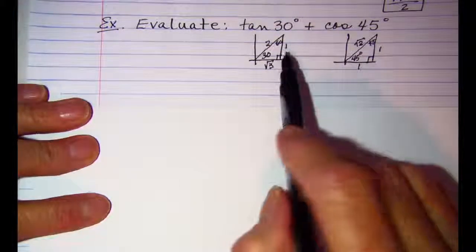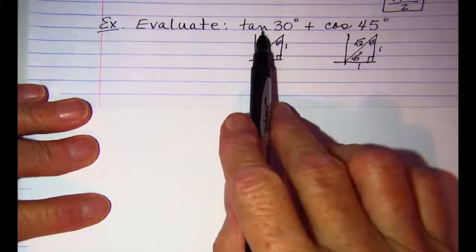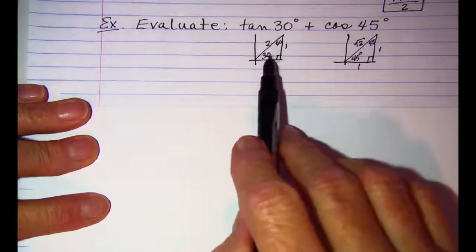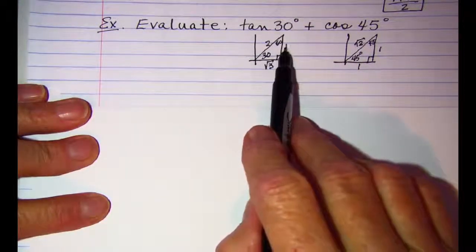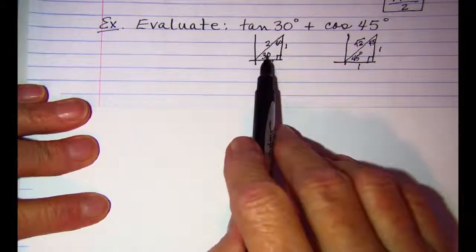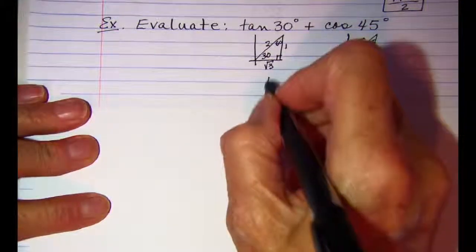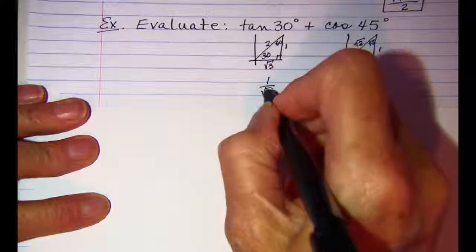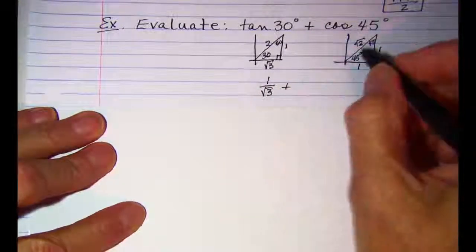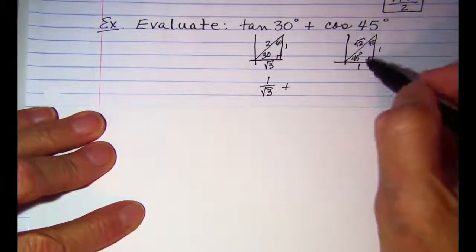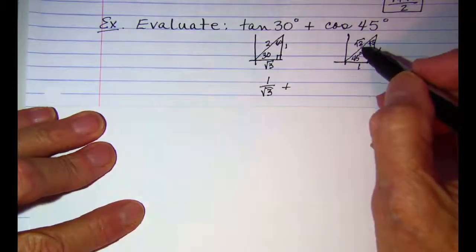And tangent is defined as opposite over adjacent. So the opposite side is 1. The adjacent side is root 3. So I have 1 over square root of 3. The cosine is defined as adjacent over hypotenuse. So 1 over root 2.